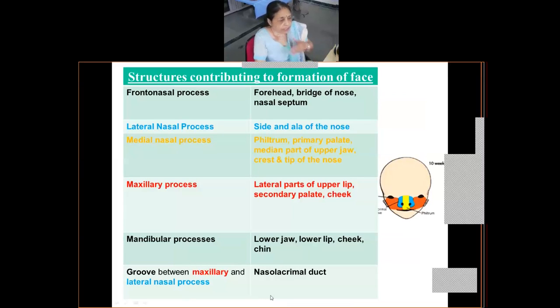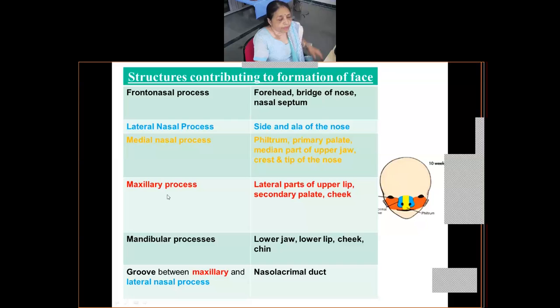So again, I am completing. I will go to the summary. From the frontonasal process, what structures are developed? Forehead, bridge of the nose, and the nasal septum. Okay. Then from the lateral nasal process, the side of the nose and the ala of the nose. From the medial nasal process, the philtrum, the primary palate, the median part of the upper jaw, and crest and tip of the nose. I have written haphazardly. First, there will be the crest and tip of the nose, then there will be philtrum, then there will be median part of the upper jaw, then there will be primary palate.